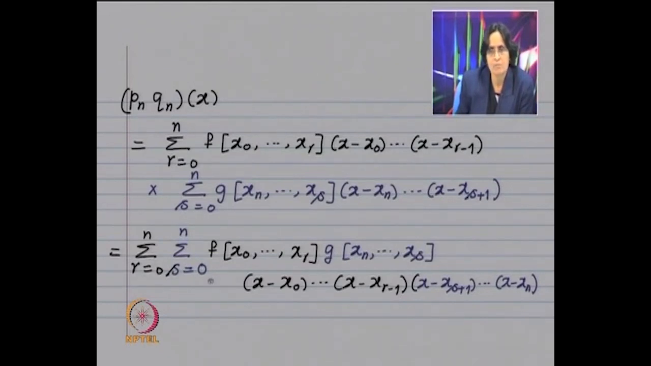r and s take values from 0 to n. So, when you have r equal to n and s equal to n, you are going to have x minus x 0 up to x minus x n minus 1. That means there are going to be n brackets. And the term corresponding to r equal to n and s equal to 0 will be x minus x 1 up to x minus x n. So, those will also be n brackets. That is why p n into q n will be a polynomial of degree less than or equal to 2 n. It interpolates the given function f into g.